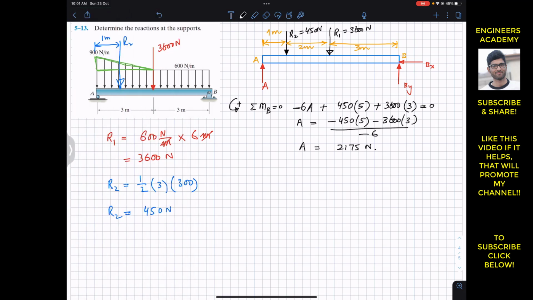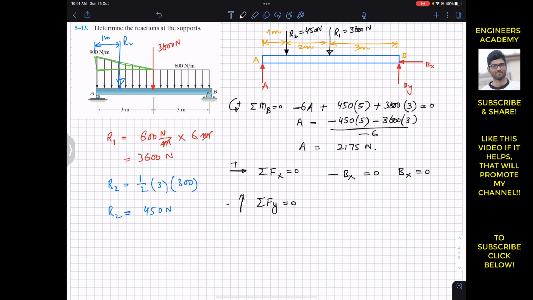Similarly, if we apply the summation of forces along x, that must be equal to zero. This is our positive x direction. So we have only Bx, which is acting in the negative x. So we will write that this is minus Bx, this is equal to zero, or we can say that Bx is equal to zero. Similarly, we can apply the summation of forces along y, that must be equal to zero.